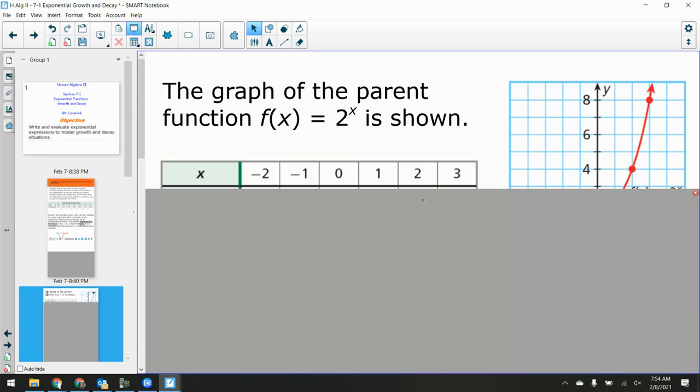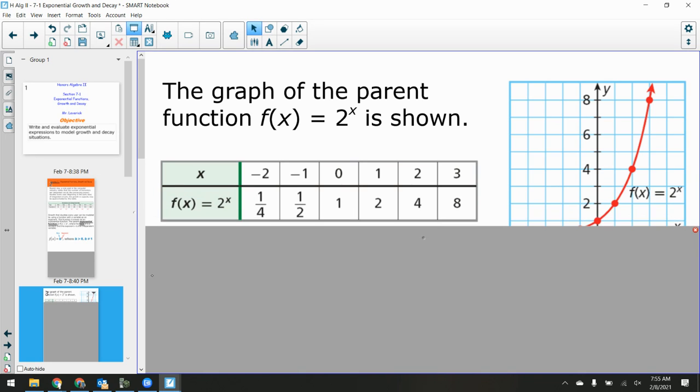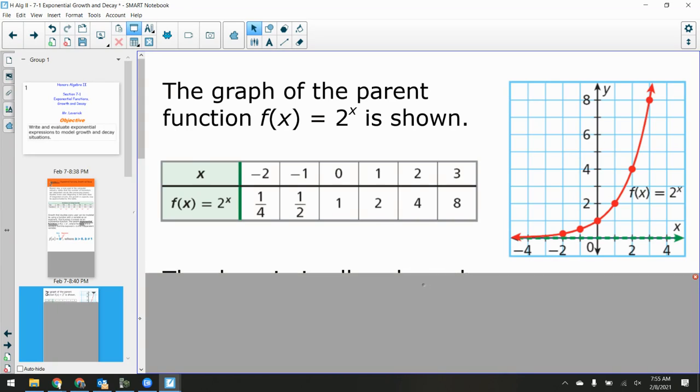Think about it. What happens if I have negative exponents? Is it going to turn out to be a negative number? No. It's going to turn out to be a fraction. 2 to the negative second power, that's 1/4. 2 to the negative first power, that's 1/2. 2 to the 0 power, what's that? 1. So any basic exponential function is going to have that point (0, 1). So here's how this looks.